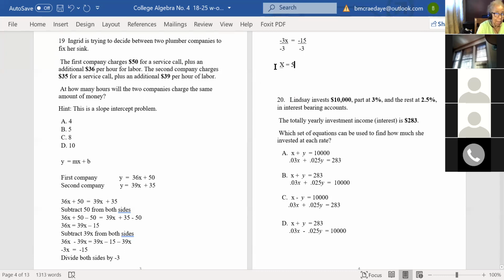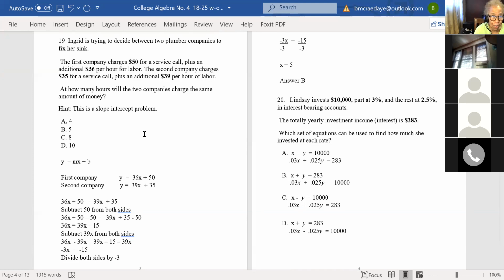So the point where they will intersect is when it's 5 hours. That's when those two companies would be charging the same amount of money. If you plot them on the graph, you see that's where they cross each other. So the answer would be what, Audrey? B, that's right, because B is 5.